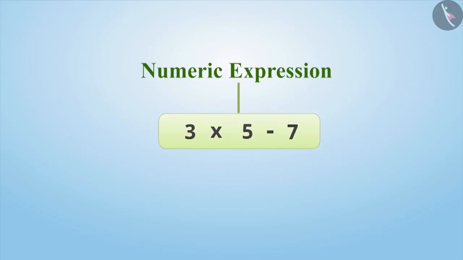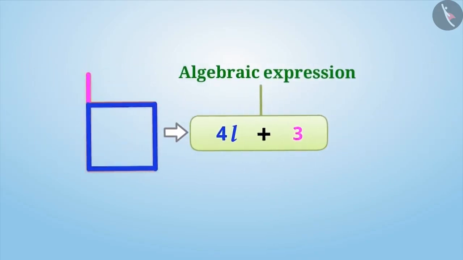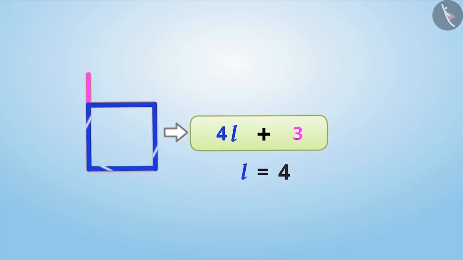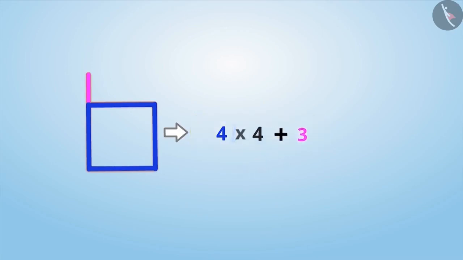But when we talk of variables, their values are not fixed, and for this reason, their values cannot be obtained. But one point here is definite: if the value of the variable is given, then the value of the algebraic expression can also be obtained. For example, if the measure L is 4 cm, then we can substitute this value in the algebraic expression and solve it. This will give us the length of the wire as 19 centimeters.